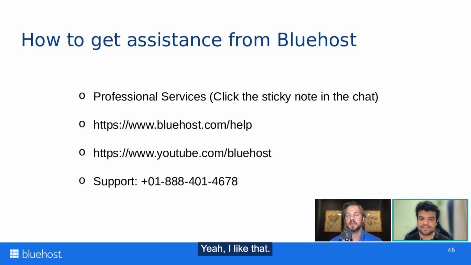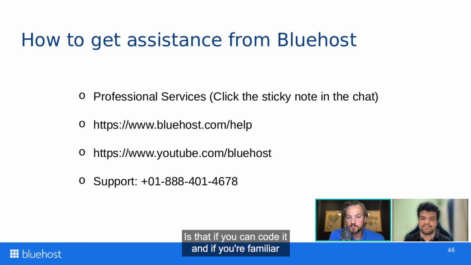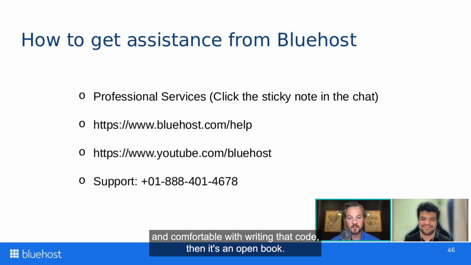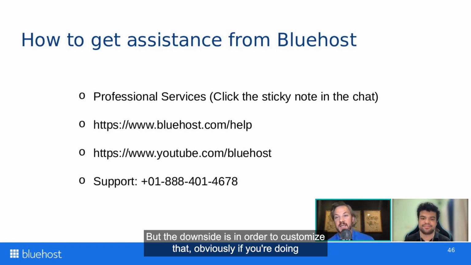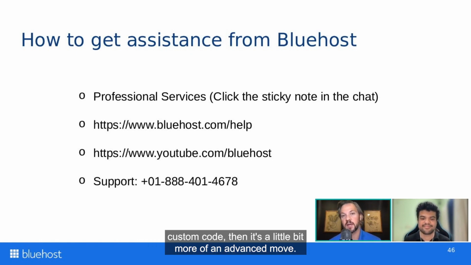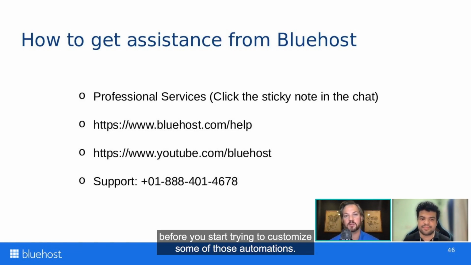Yeah, I like that. And that's one of the joys of WordPress, right? Is that if you can code it, and if you're familiar and comfortable with writing that code, then it's an open book. There's a lot that you can do in there. But the downside is, if you're doing custom code, then it's a little bit more of an advanced move. And so you might need to have a little bit more experience as a developer before you start trying to customize some of those automations. But it is very possible. True. It can be done.